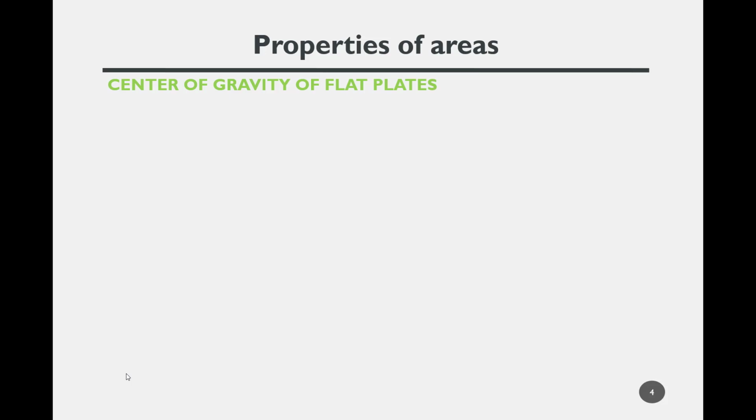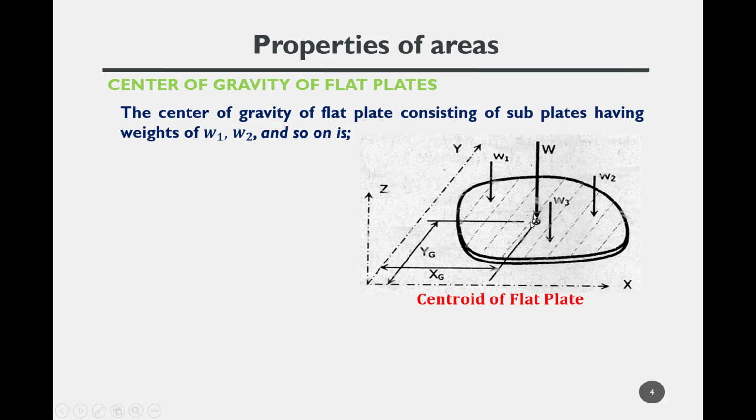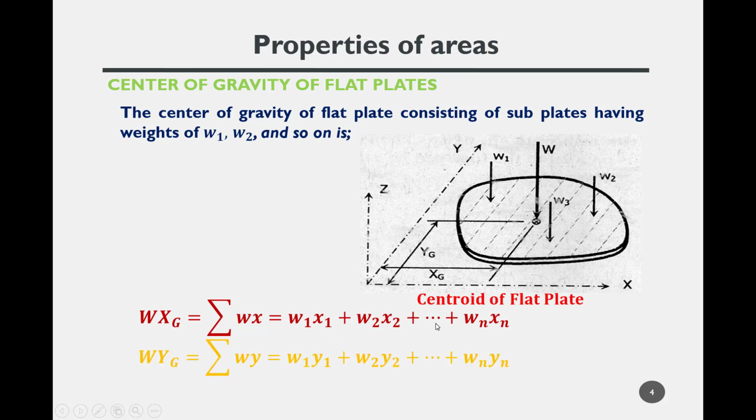For the center of gravity of flat plates, so the center of gravity of flat plates consisting of subplates having the weights of weight 1, weight 2, and so on and so forth. Kung ilan man to. So probably this is 3, 1, 2, 3. So ito yung center of the plate. Ayan. So this will be the xg, and this will be the yg. So this is the summation of Wx. Ito tatlo kasi to. So tatlo rin dapat to. W1x1 plus W2x2 plus W3x3. So ganun din sa y. Diba? Madali lang.